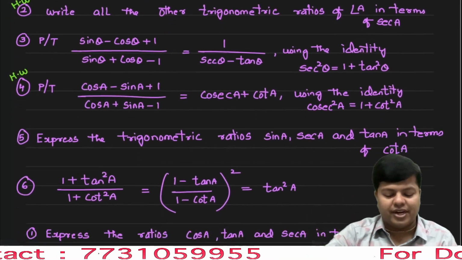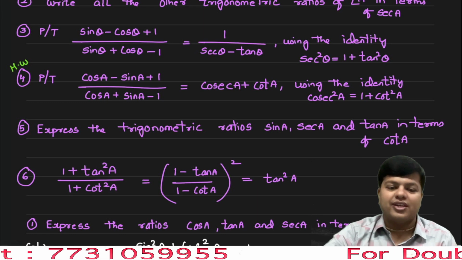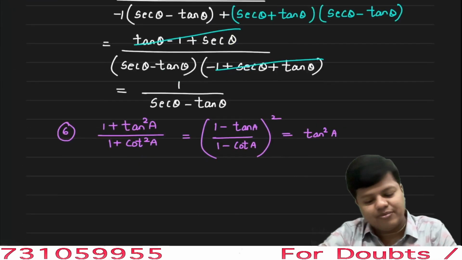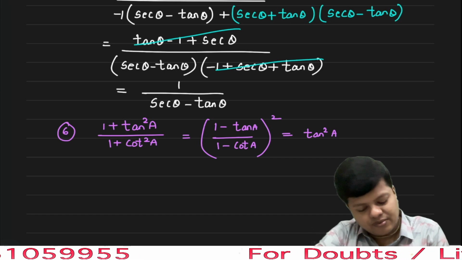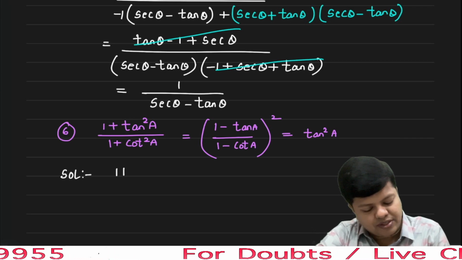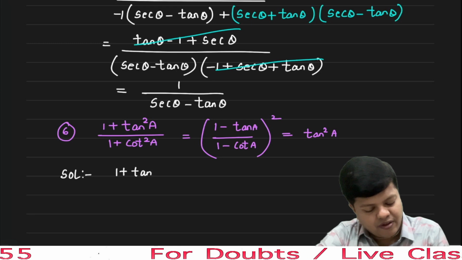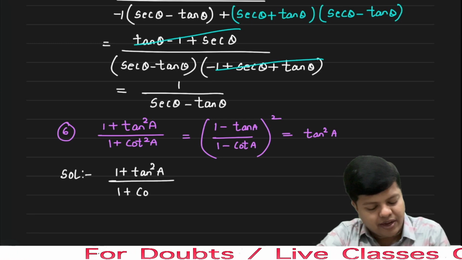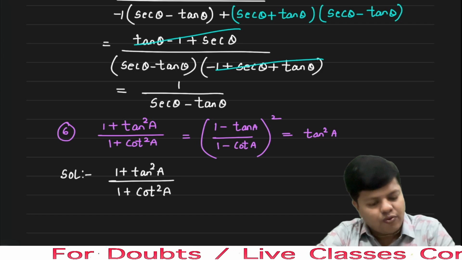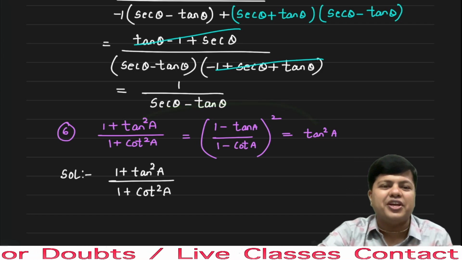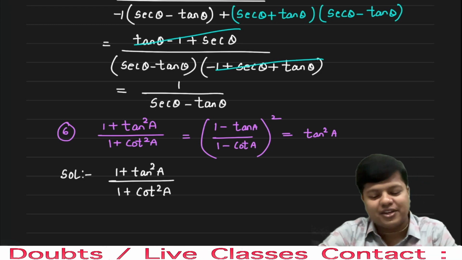So the fifth we already did. The sixth sum is also based on identity. See, we will do the sixth sum. Solution: 1 plus tan square A by 1 plus cot square A, you want this answer as tan square A. Very easy. It is in choose the correct answer also in your reader.